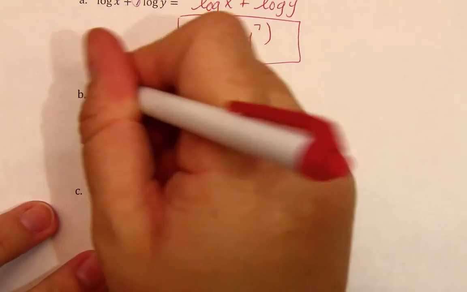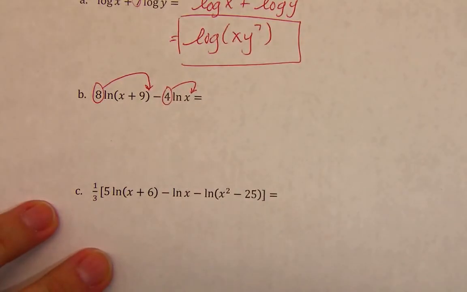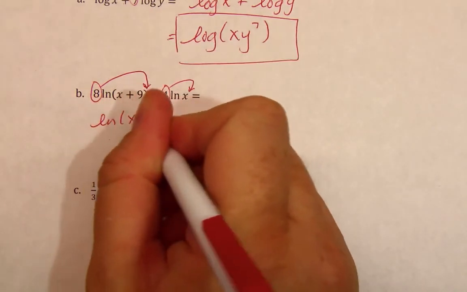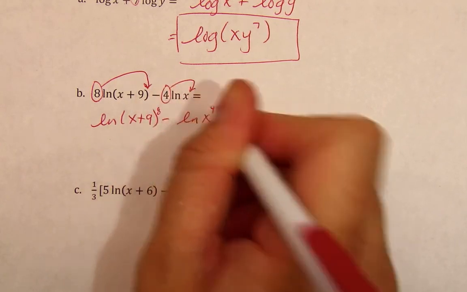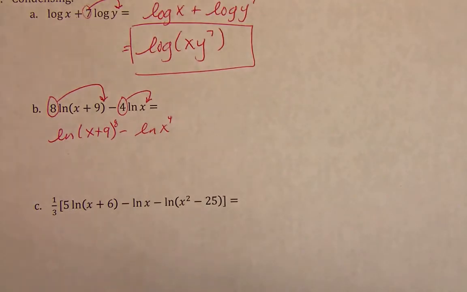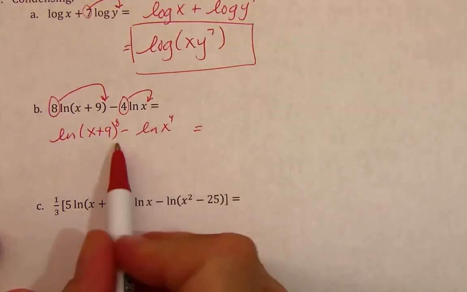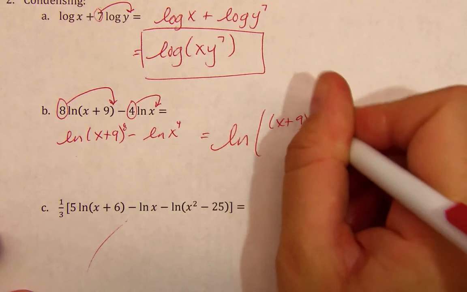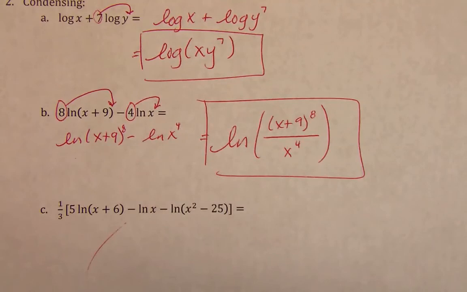Moving on to the next one, I noticed that this exponent here can go back on top, and this one can as well. And now what we can do is say natural log of x plus 9 to the 8th power minus natural log of x to the 4th power. And we have condensed it part of the way, not all of the way yet. So condensing it the rest of the way, we see that subtraction condenses to division. So natural log, and now we have x plus 9 to the 8th power over x to the 4th power. And that would be condensed all the way.